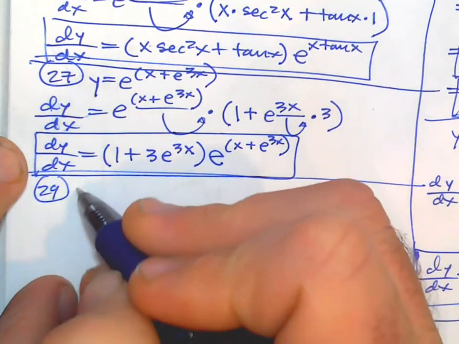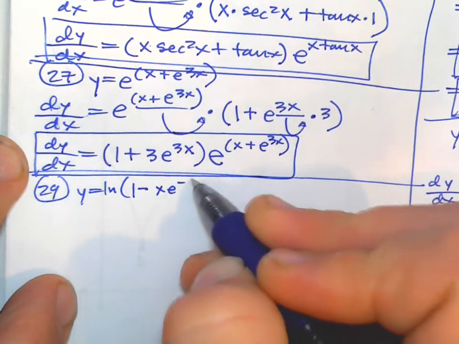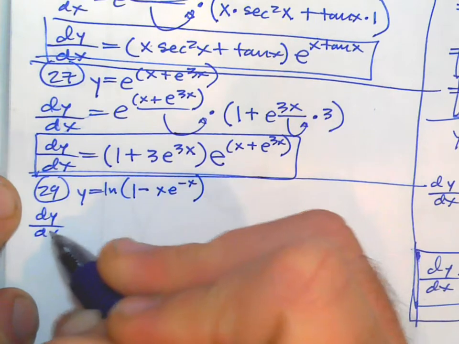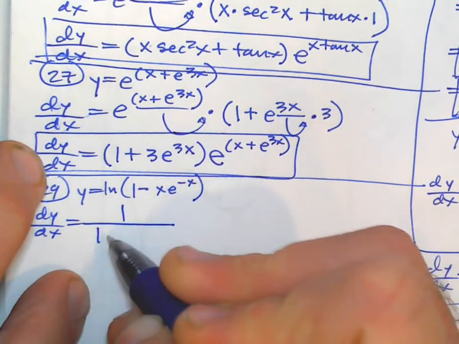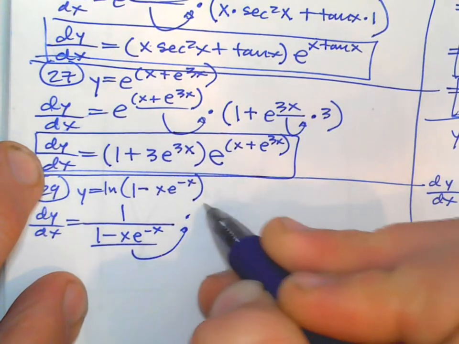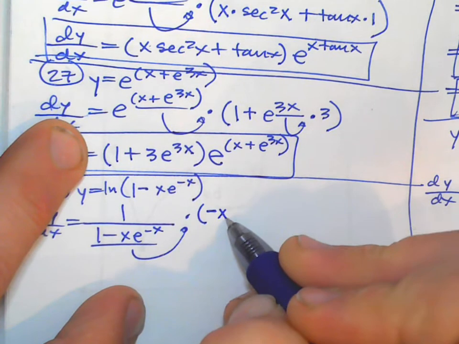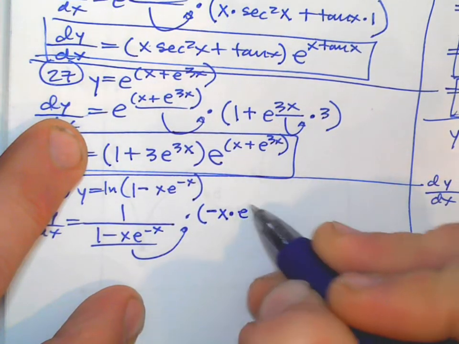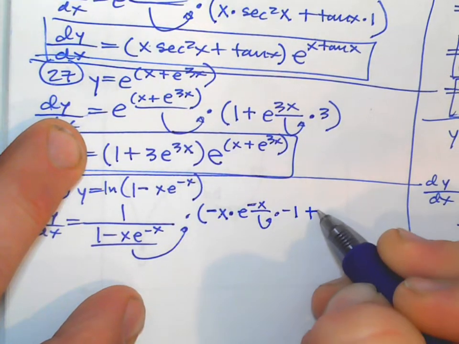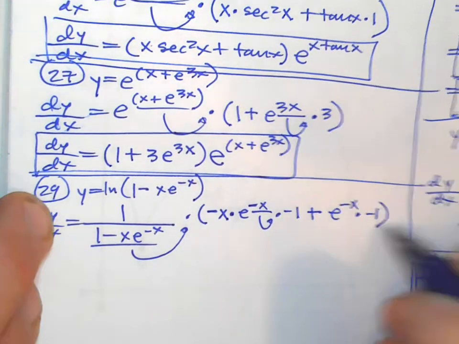29, y equals the natural log of 1 minus x e to the negative x. So dy dx is going to be 1 over what's inside, no matter what's inside. And then you multiply by the derivative of what's inside. The derivative of 1 is 0, but there's a product rule here. So it's going to be negative x times the derivative of e to the negative x, which is e to the negative x times the derivative of what's inside, another negative 1, plus e to the negative x times the derivative of negative x, which is negative 1. So that's it.